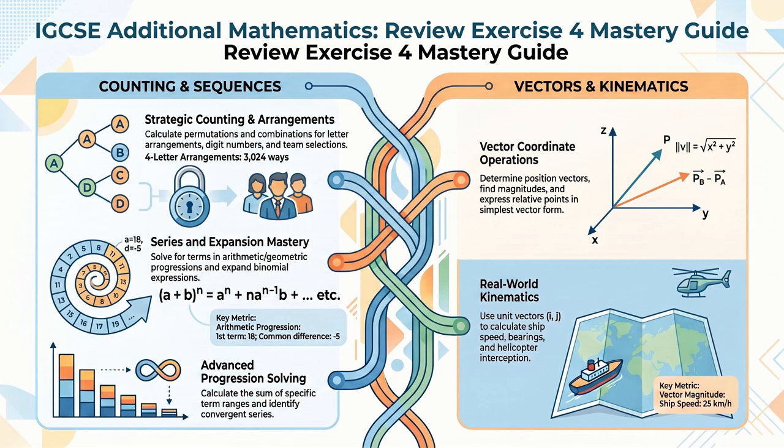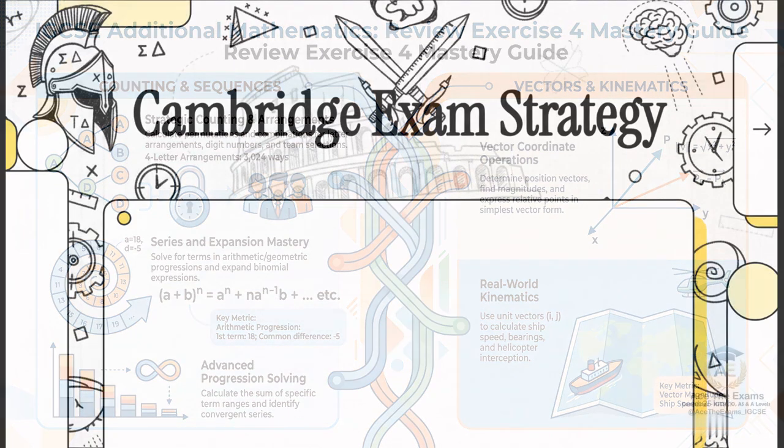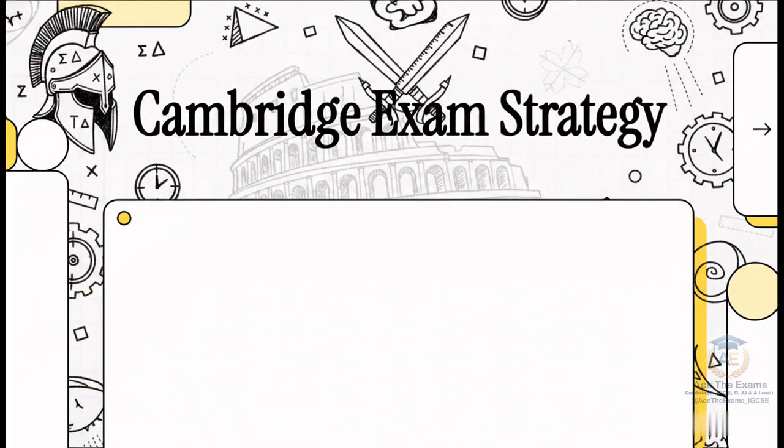Step into the Coliseum of Cambridge exams. Only the prepared survive. Welcome to this explainer, where we are going to systematically conquer the Cambridge Additional Mathematics Review Exercise 4. If you're studying the 0606 or 4037 syllabus, you know by now that this isn't just about memorizing formulas. It is literally an arena of logic, structure, and intense precision.